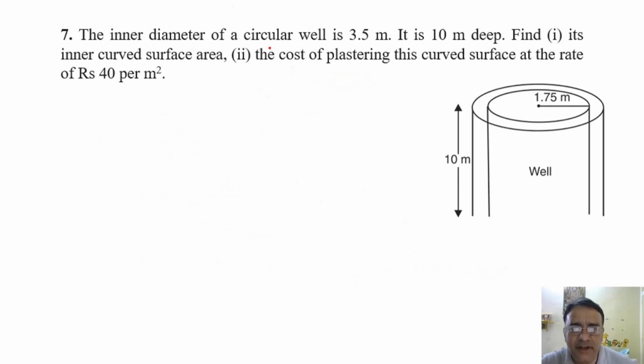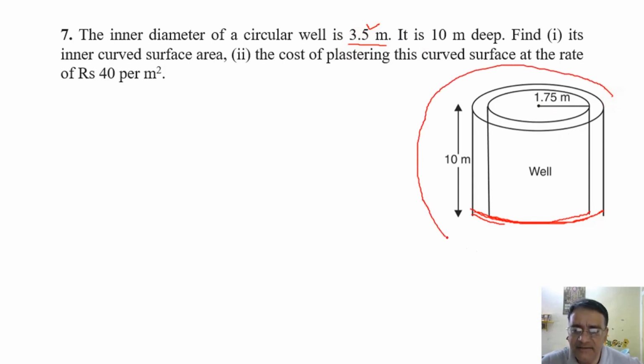The inner diameter of a circular well, the well is in the form of a cylinder. This is the depth. The depth is 10 meter and the inner diameter is given as 3.5 meter; we will divide the diameter by 2 to get the radius. Is this diagram clear? Yes, sir. Fine, because the well is in the form of a cylinder, that you should know.